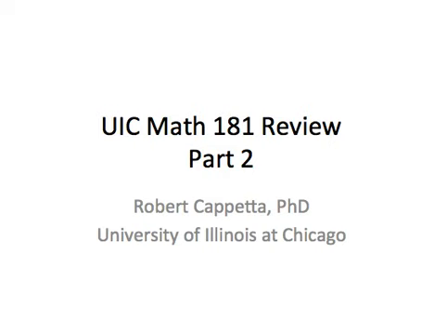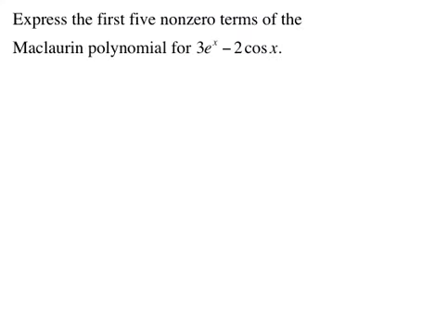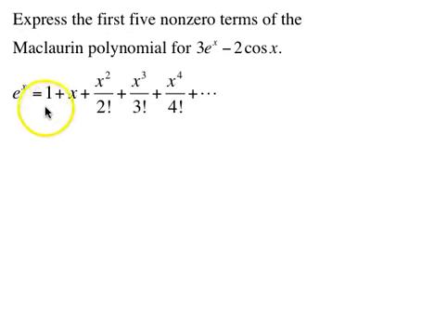Our first question is to find the first 5 non-zero terms of the Maclaurin polynomial for 3e to the x minus 2 cosine x. We want to do this in the most reasonable manner possible, and that is going to be using our known Maclaurin series. So e to the x is 1 plus x plus x squared over 2 factorial plus x cubed over 3 factorial plus x to the 4th over 4 factorial forever.